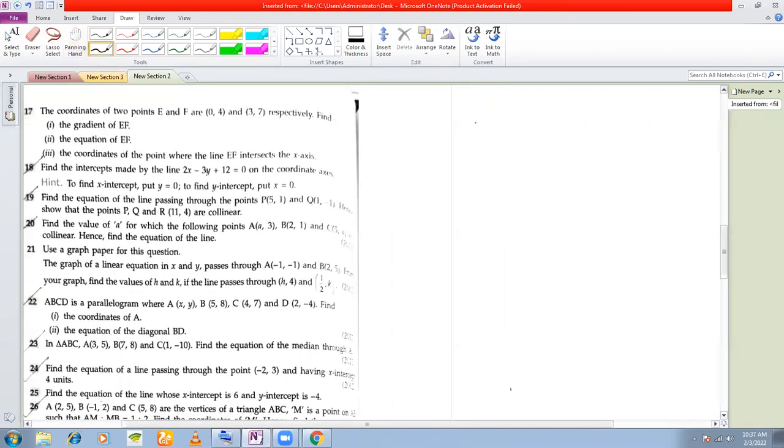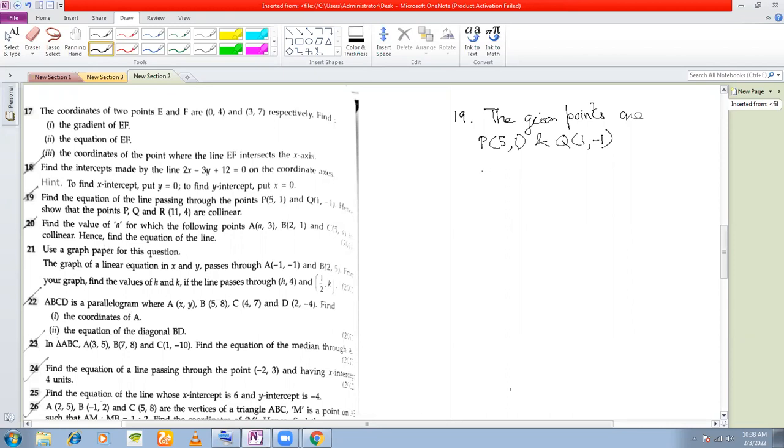Question number 19 states, find the equation of the line passing through the points P(5, 1) and Q(1, -1). This is very easy. Which form will I use to find the equation of the straight line passing through two points? The two-point form, right? If I know two points, how will I find the equation of the straight line? By using the two-point form, right?